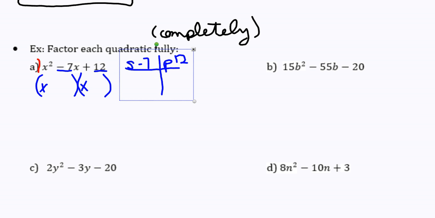Okay, so we're multiplying to a positive number. That means that my two factors have to have the same sign. They both have to be positive or both have to be negative. And they're multiplying to 12 and adding to -7. So if I think about it for a minute, the two numbers that add to -7 and multiply to +12 are going to be -3 and +4. So these are the two numbers that go inside the parentheses.